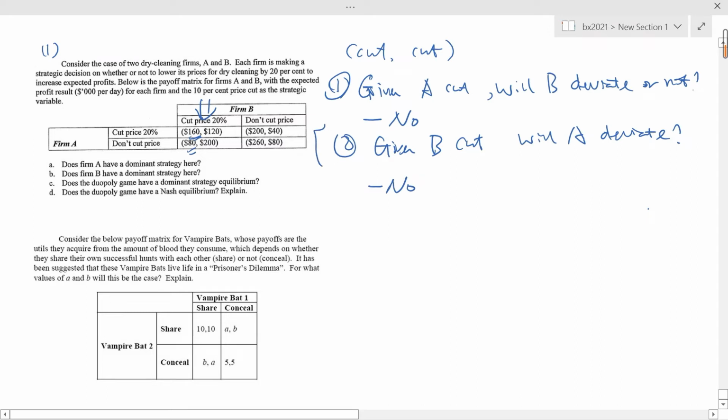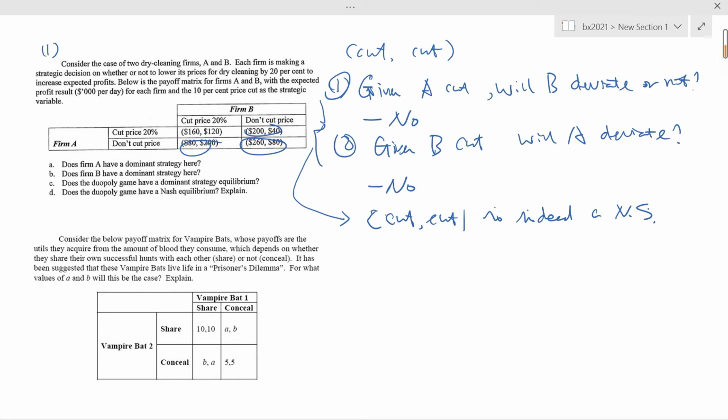So now we get a negative answer to these two questions. So we see that indeed, given the other player's strategy, nobody has an incentive to deviate. So this cut and cut is indeed a Nash equilibrium, a pure strategy Nash equilibrium. And I'm going to leave you to check the other 3 cells. Alright, that's how to find a dominant strategy and check for pure strategy Nash equilibriums.